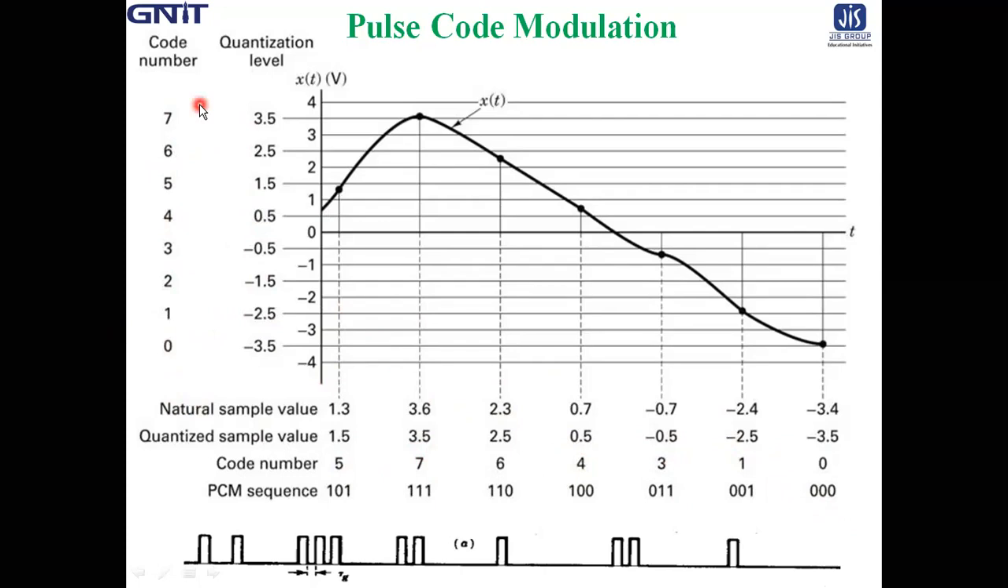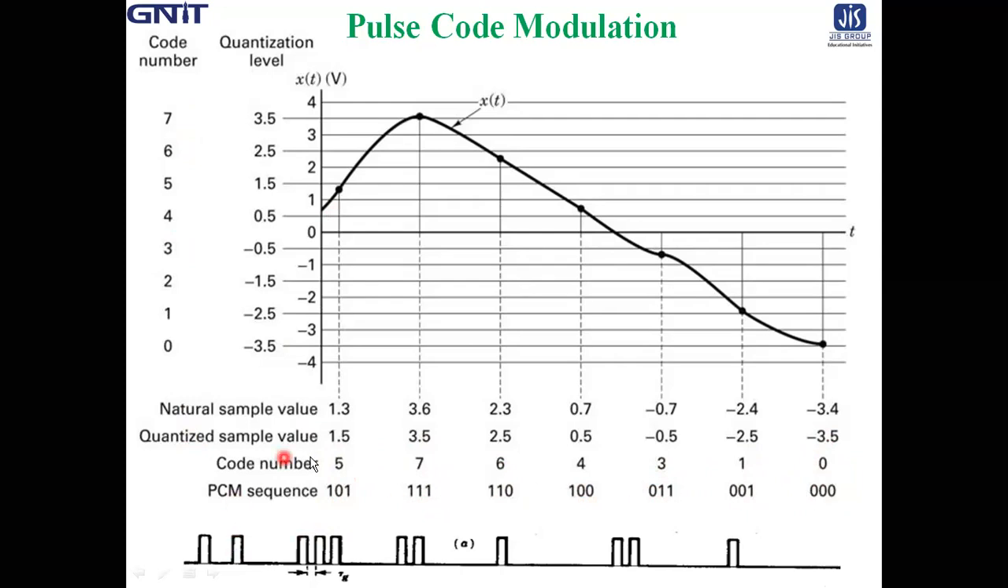So to represent it in binary form, 3 bits are sufficient. The 3 bits for 5, we can represent as 101. For 7, we can represent 111. Similarly for 6, 110. For 4, 100. For 3, it is 011. For 1, it is 001. And for 0, it is 000.